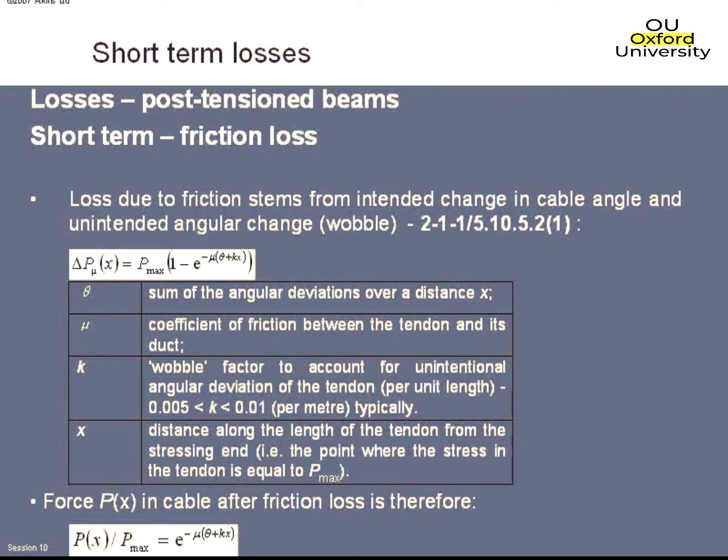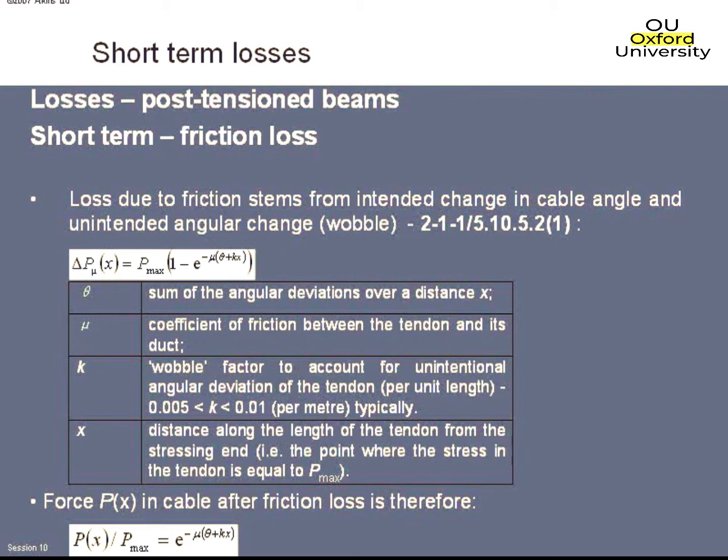So you'll see that the friction loss there is the maximum stressing force in the cable times 1 minus e to the minus mu, where mu is the friction coefficient, and then we've got in brackets theta plus kx. So we get a loss with angular change, theta, and we get a loss for wobble in the same way as we do in BS 500 with distance x along the cable. But in BS 500, in the exponential, there were no brackets. It just said e to the minus mu theta minus kx. So the very subtle difference is that in here, the k is actually being multiplied by mu.